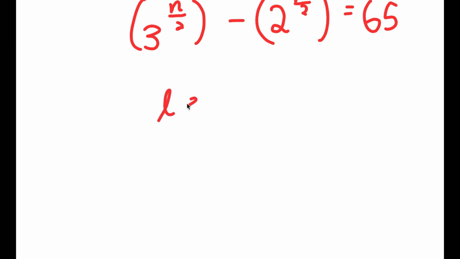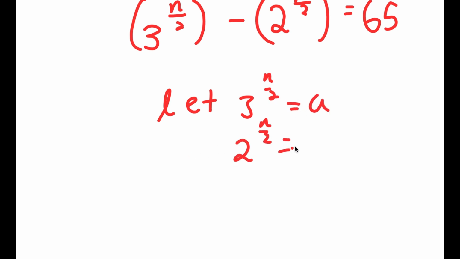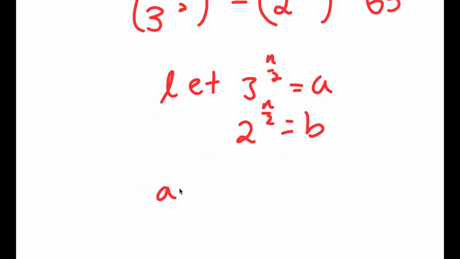Now I'm going to let 3 to the power of n over 2 equal a, and 2 to the power of n over 2 equal b. So now I have a squared minus b squared is equal to 65.